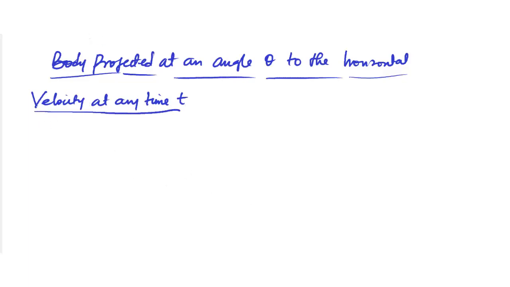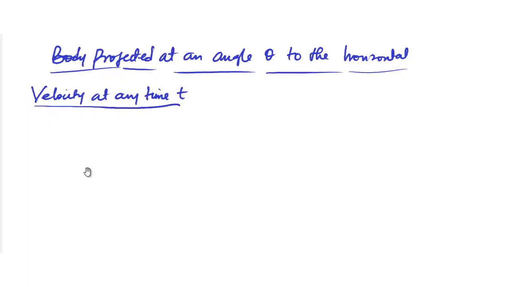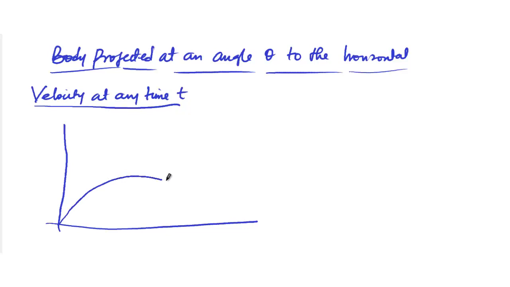And how do we determine this velocity? Let's assume that a body is projected at an angle theta to the horizontal. So let me just create a projection plane. Let's say the body is projected and travels like this and then comes down.